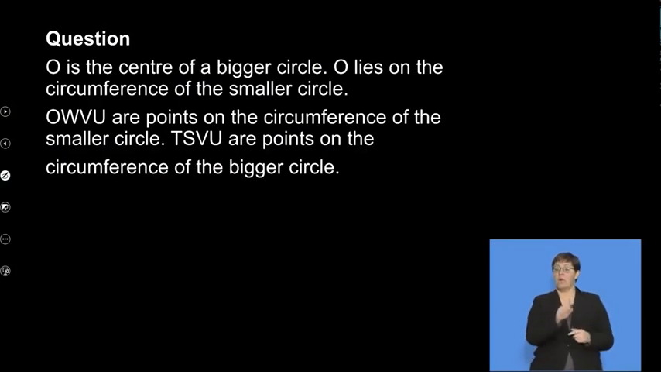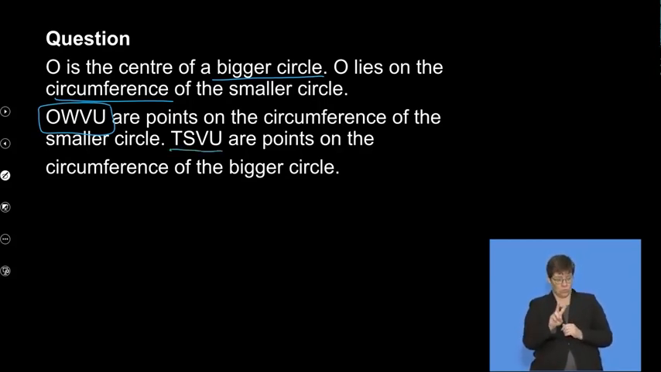So the question says, O is the center of a bigger circle, all right? Make that circle bigger. There's a bigger circle and a smaller circle. O is the center of the bigger circle, and it also lies on the circumference of the smaller circle. We also know that O, W, V, U, and a point on the circumference of the smaller circle, T, S, V, U are points on the circumference of the bigger circle. It's just to tell us about the cyclic quads that we can think about. Please remember, I've been saying that.